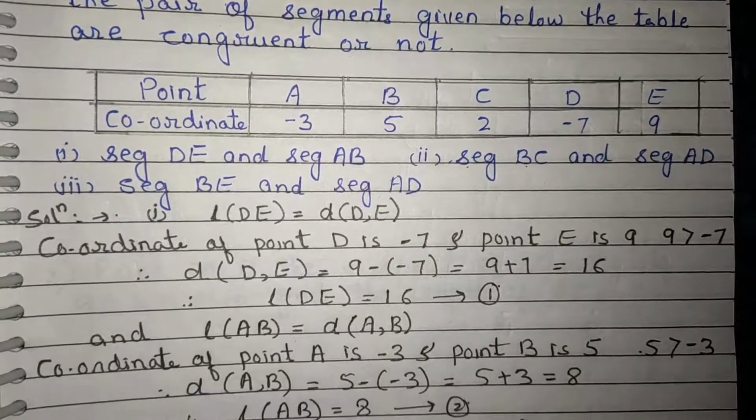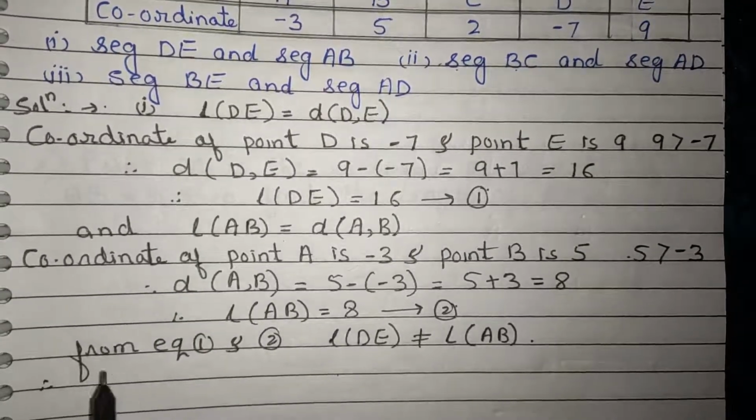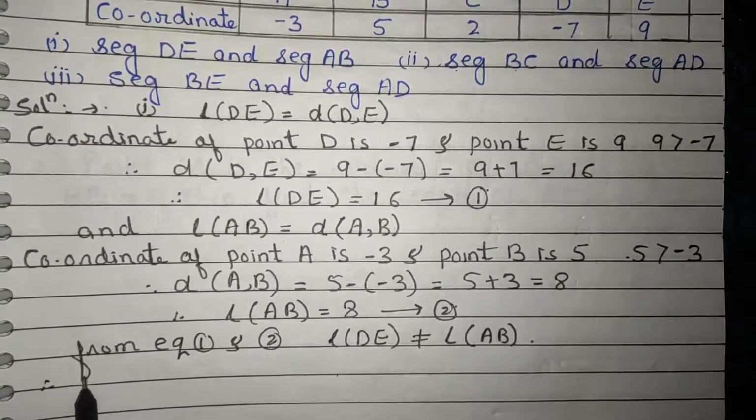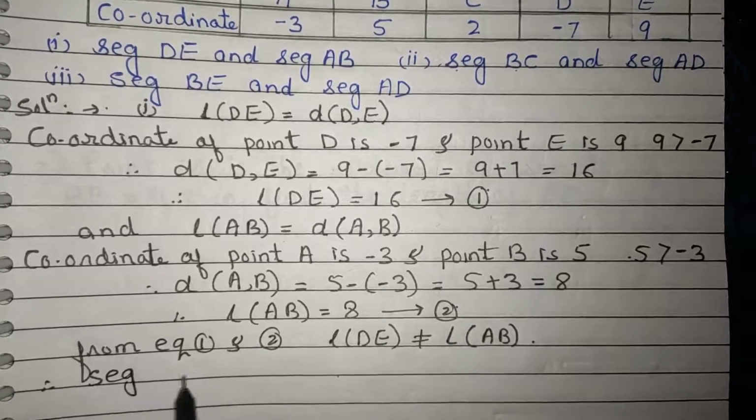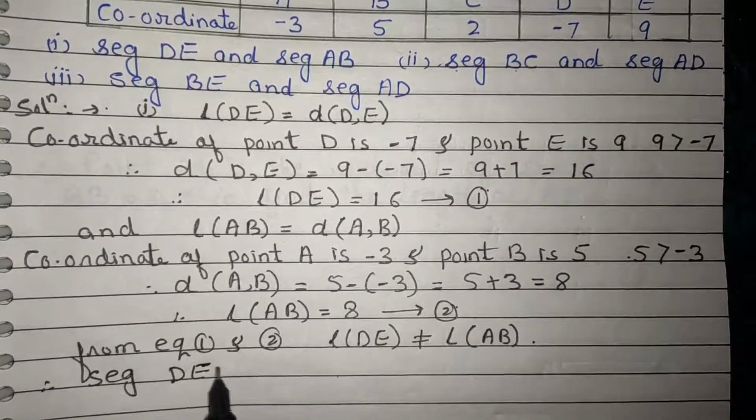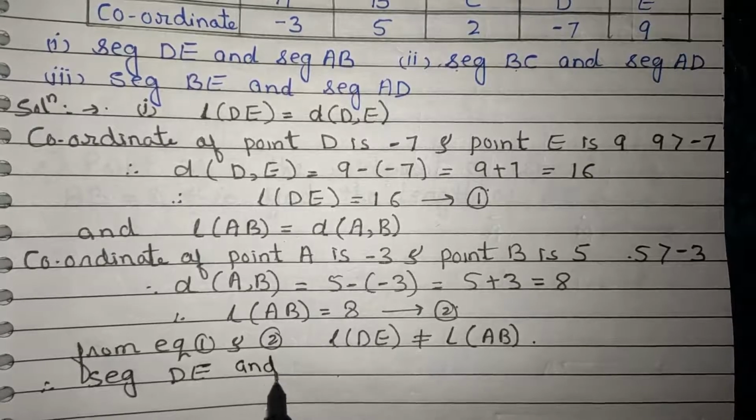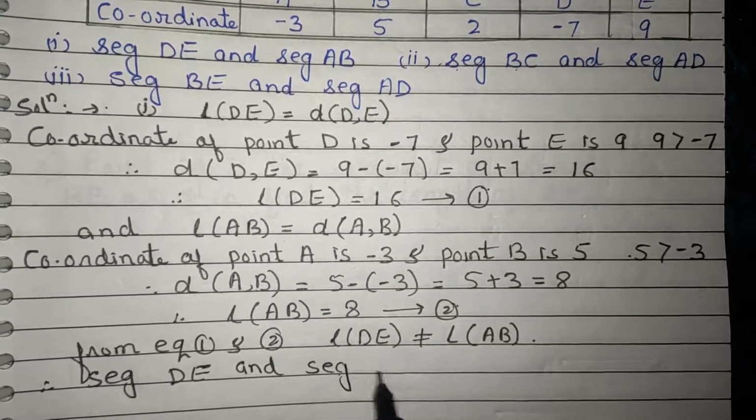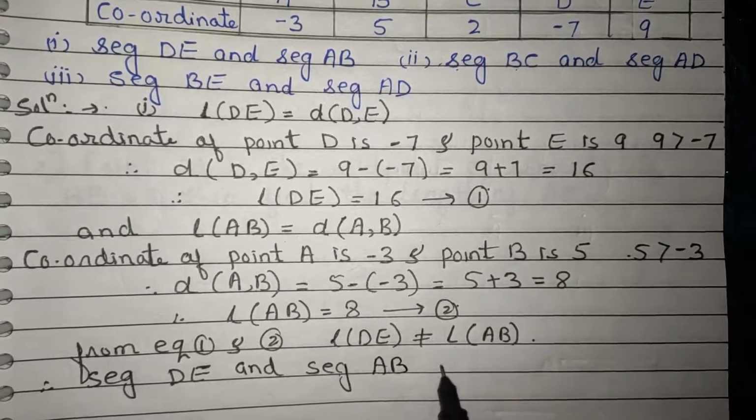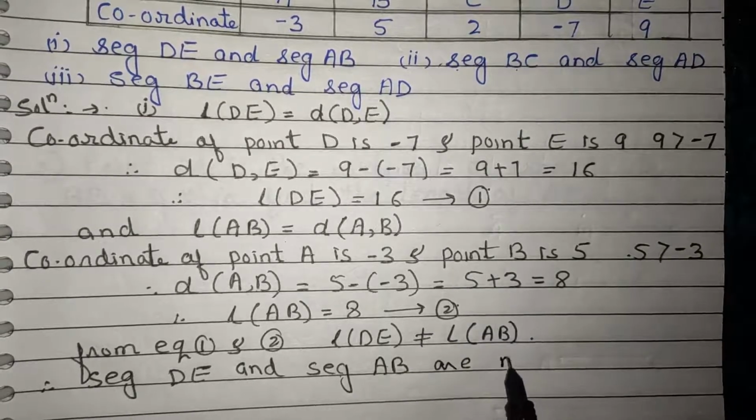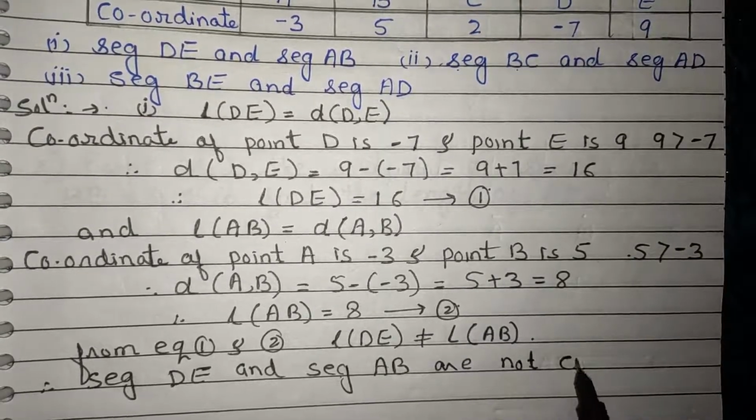Therefore, write down the answer here. Segment DE and segment AB are not congruent.